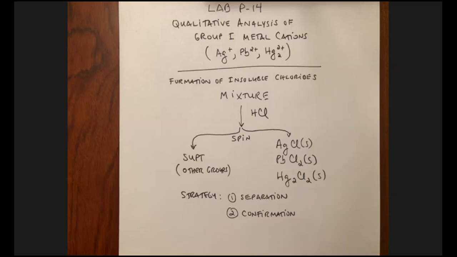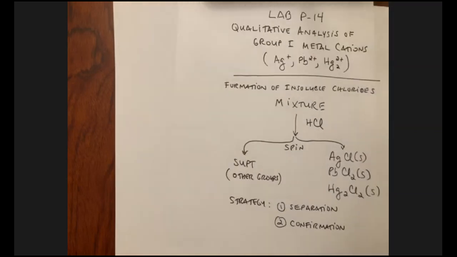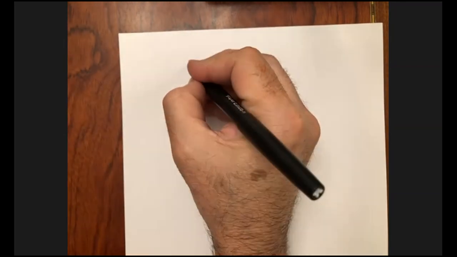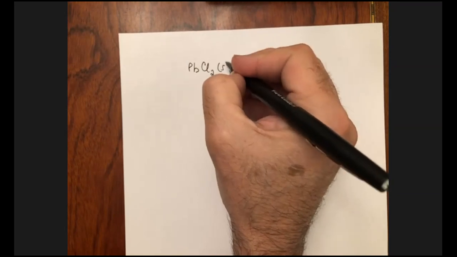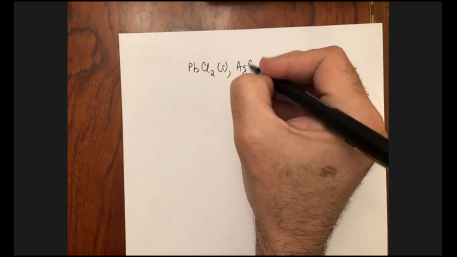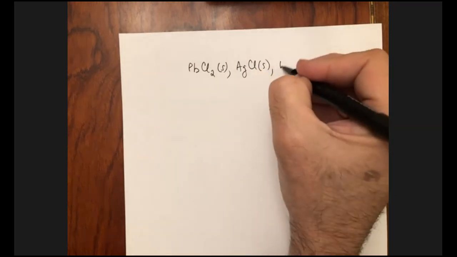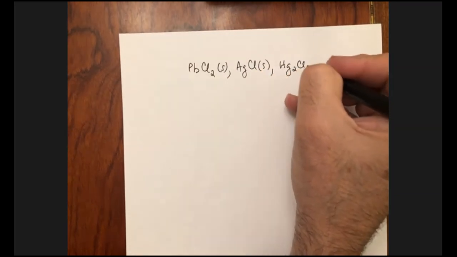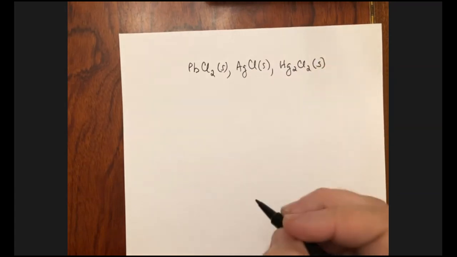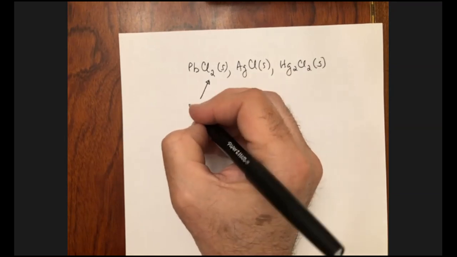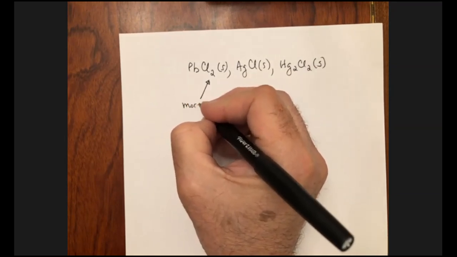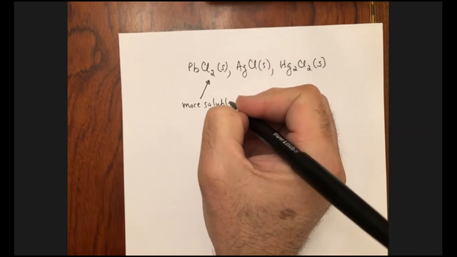Okay, so a couple of things to keep in mind as we go through the process: once you have the precipitates of lead 2 chloride, silver chloride, and mercury 1 chloride, the important thing is that among these three, lead chloride is more soluble in hot water.